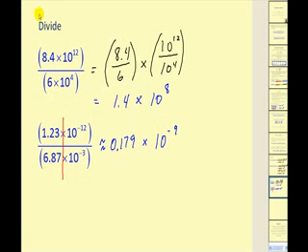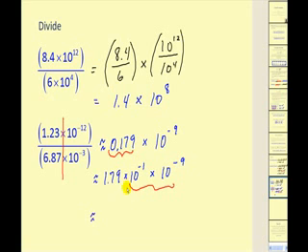Again, this is not in the correct form for scientific notation, but we can rewrite this as 1.79 times 10 to the power of -1, since we moved it to the right one place, and then of course times 10 to the -9th. So our final answer will be approximately 1.79 times 10 to the power of -10.